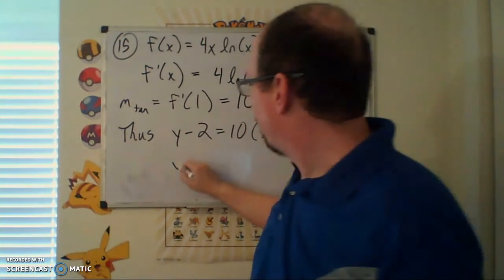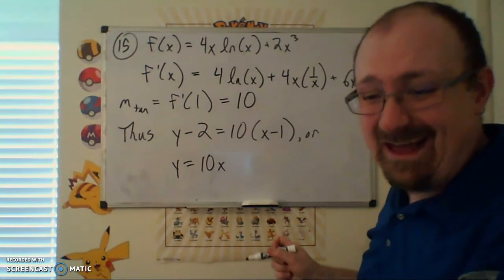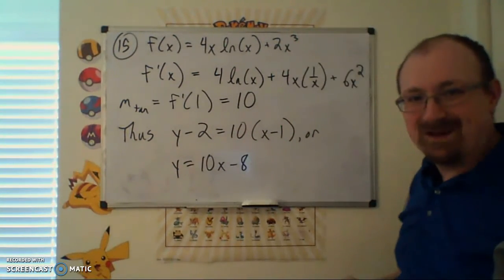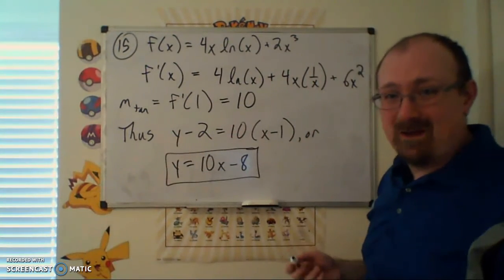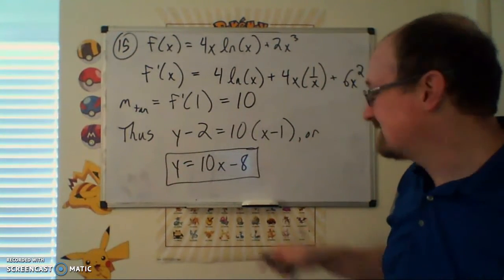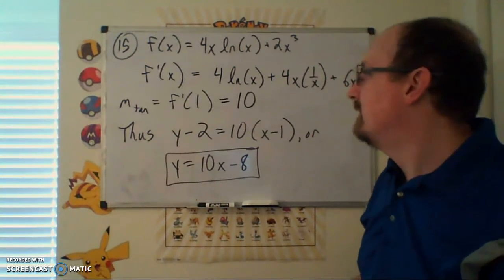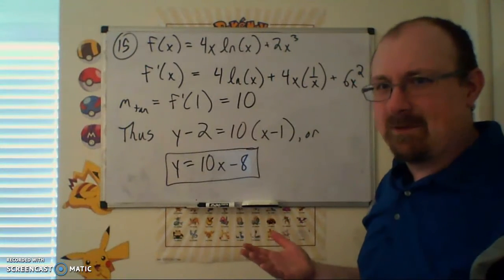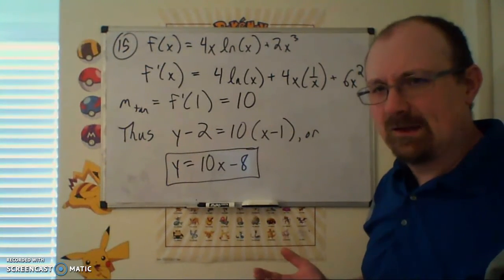You may prefer to write it in the slope-intercept format. If I distribute the 10 and then add over the 2 that's sitting here, we get 10x minus 8. I like the slope-intercept. I wouldn't have killed you if you'd left it in point-slope form, unless the problem specifically says put it in slope-intercept form. So that's what we got here. Like I said, it's our classic example, but it's been a while, so I get why you might want to go back and take a look at it.